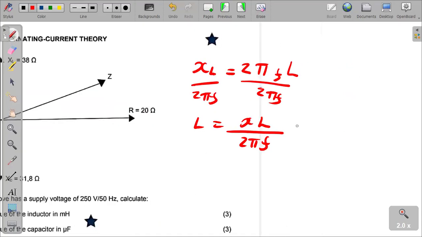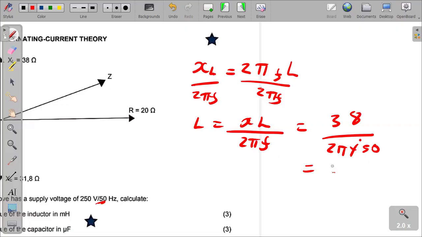What do we have? We have the inductive reactance 38 divided by 2 pi multiplied by frequency. We have been given the frequency there in hertz, so we simply substitute it as well, 2 pi multiplied by 50, right? So we can punch that directly on our calculators. 38 divided by 2 pi times 50. We get the value 0.121. That's the value we are going to get on the calculator.